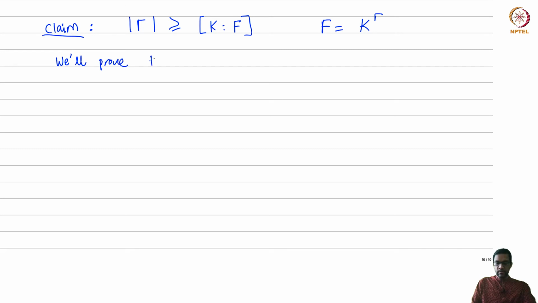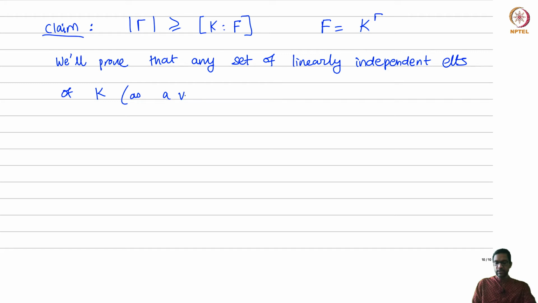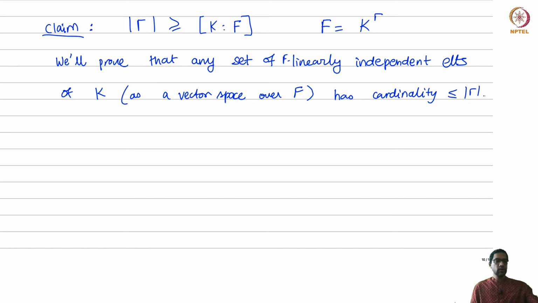We will prove that any set of F-linearly independent elements of K, thought of as a vector space over F. Maybe to emphasize the field F, I'll say F-linearly independent elements. So I think of K as a vector space over F, and if I show that any set of linearly independent elements has cardinality at most the cardinality of Gamma, then you're done, because this would imply two things.